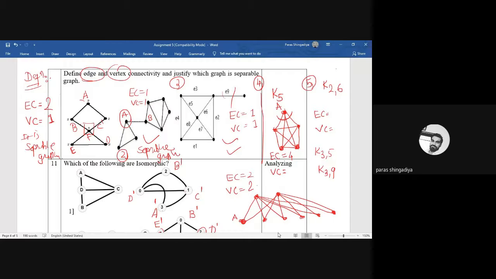So just predict the minimum value, the minimum number of vertices in the two partitions. Which value is the minimum? Suppose you have the K5,2 graph, then which is the minimum in this partition? 2. Okay, that is your answer. Clear? Edge as well as vertex connectivity will be 2. So this type of question is asked in MCQ form.